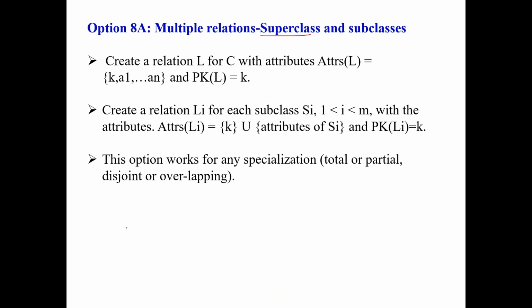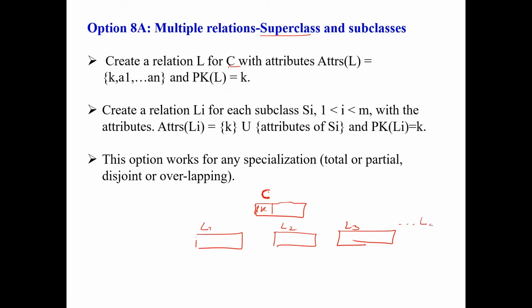So in the explanation, we can see: create a relation L for C with attributes. C is called the superclass. So for the superclass, we have to create a relation. The primary key of this relation is the key attribute. Create a relation Li for each and every subclass. So for each and every subclass, create a number of relational schemas. So L1, L2, L3, and so on, L4, L5, and so on.